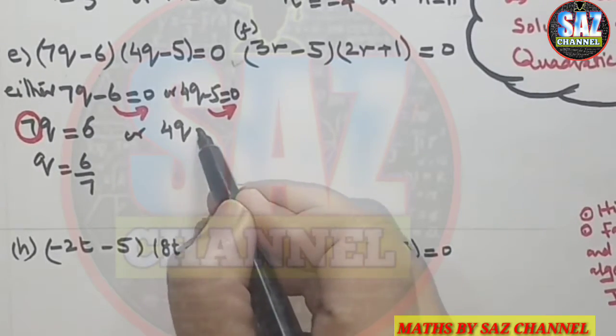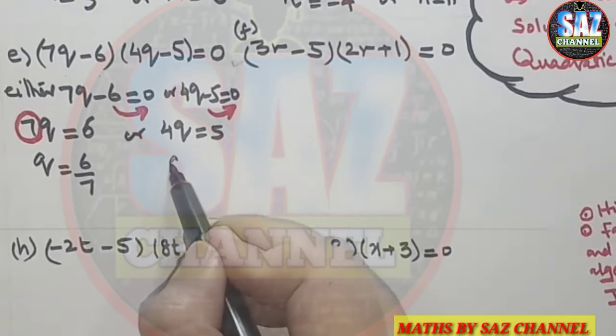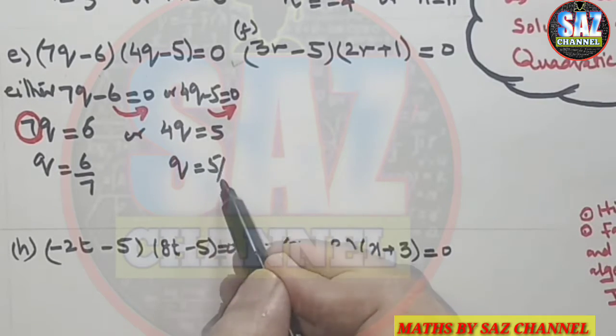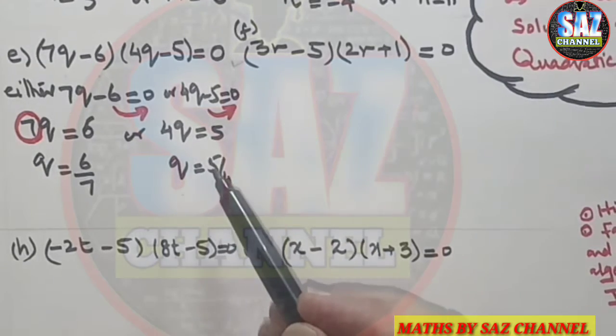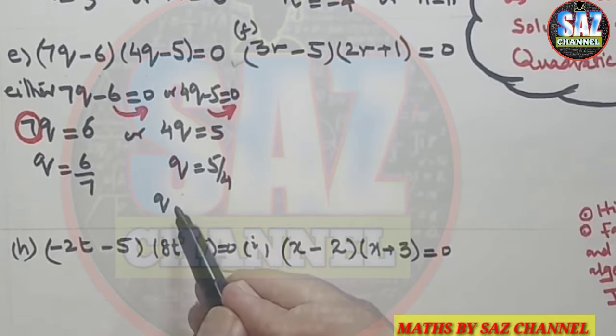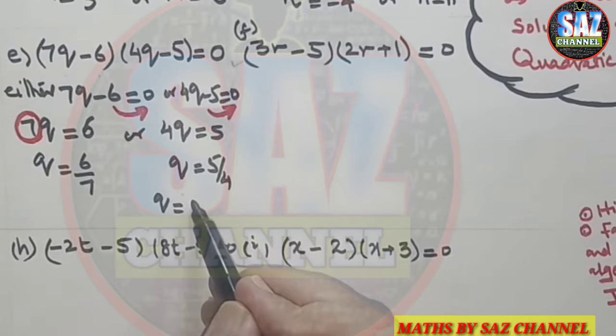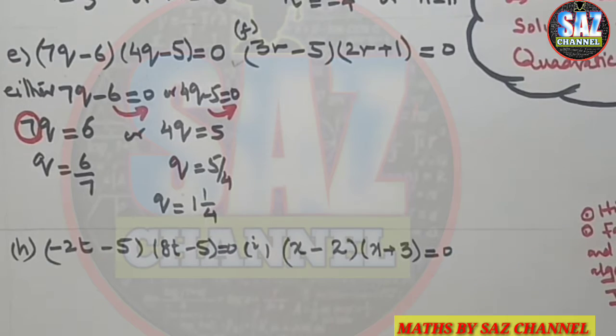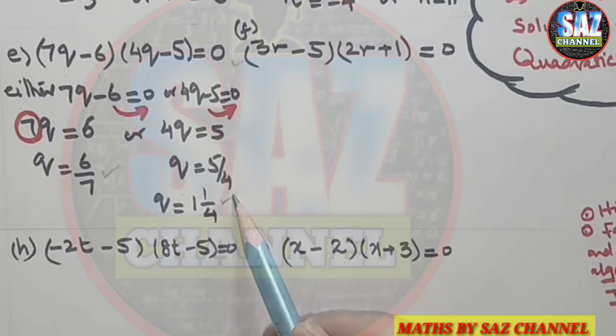or 4q equals to 5 or q equals to 5 by 4. Here the numerator is larger than the denominator. So I have to give my answer in form of the mixed number, and this will be 1 whole 1 by 4. So the two roots of this equation are q equals to 6 by 7 and q equals to 1 whole 1 by 4.